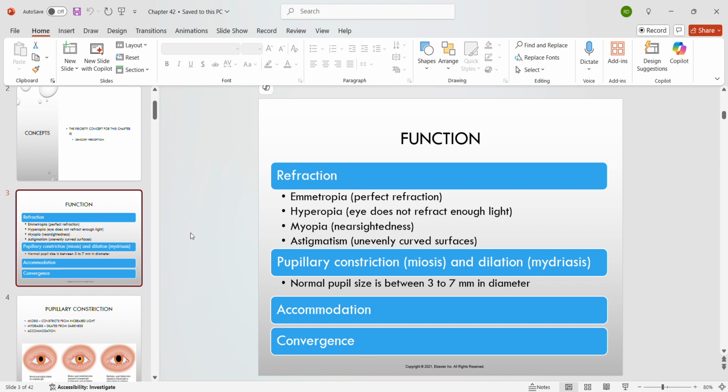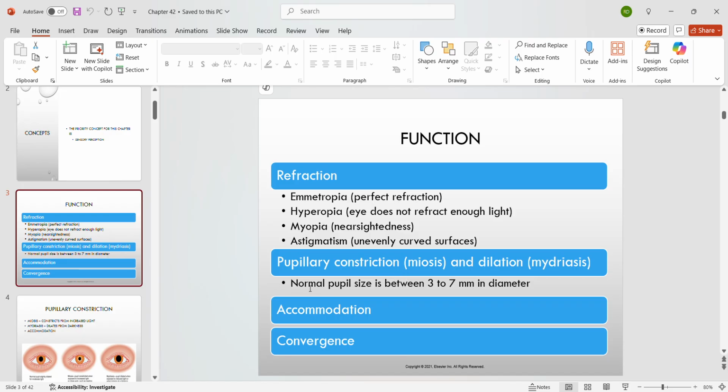So we get into the function. We're talking about refraction, which is the bending of light. From the outside, it moves through curved surfaces to the retina, the light does. You've got your hyperopia, which is your farsightedness. Distance vision is normal, but the near vision is poor. Myopia is nearsightedness, overbending of the light, and images converge in front of the retina.